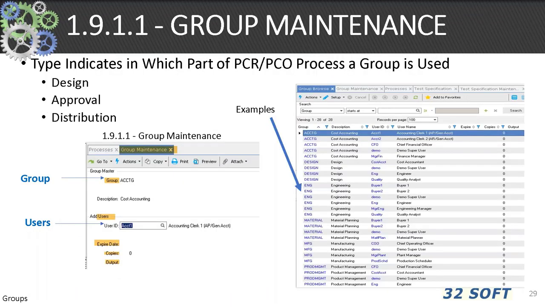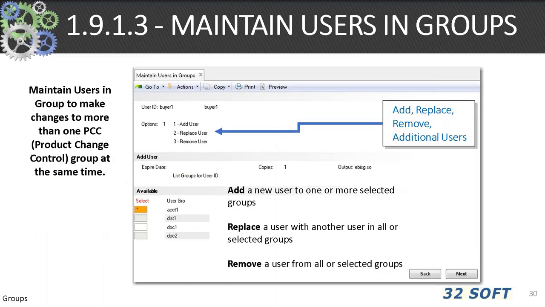We use 1.9.1.1 group maintenance to define groups of individuals who utilize PCC. You should specify groups for design, approval, distribution, and all the various functions that use PCOs and PCRs. Users added to PCR and PCO groups must be system users as previously defined in 36.3.1.